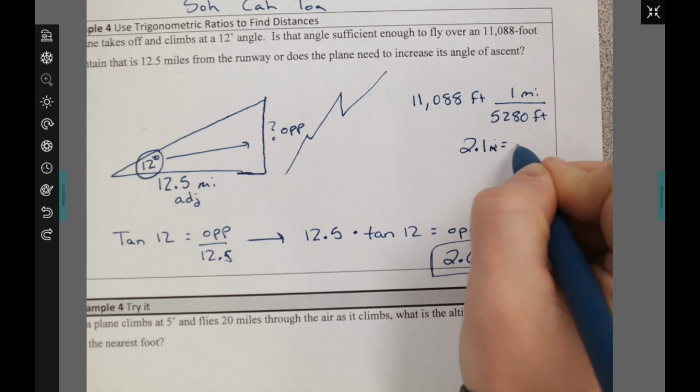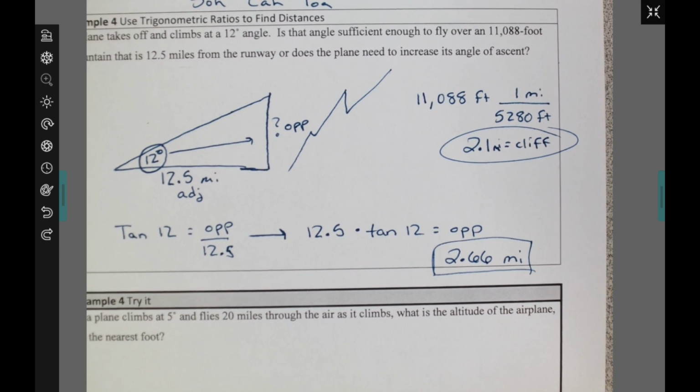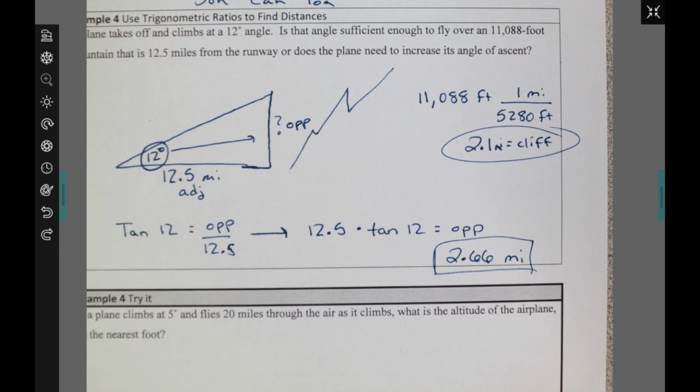Okay, so 2.1 miles equals the cliff. So if the plane is going to be 2.66 miles off the ground and the cliff is only 2.1 miles high, the plane will be over the cliff. So the angle is sufficient.